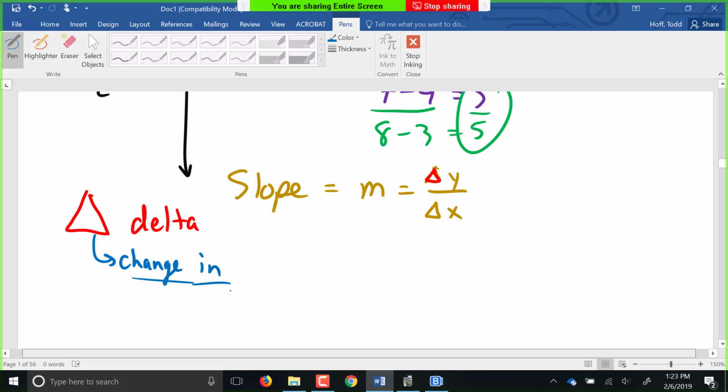So delta y is the change in the y value over the change in the x value. A simpler way of expressing that looks like this. The change in the y value is simply the second y value minus the first y value. The change in the x value is the second x value minus the first x value.